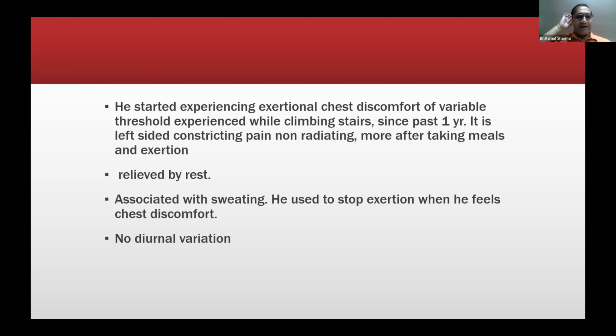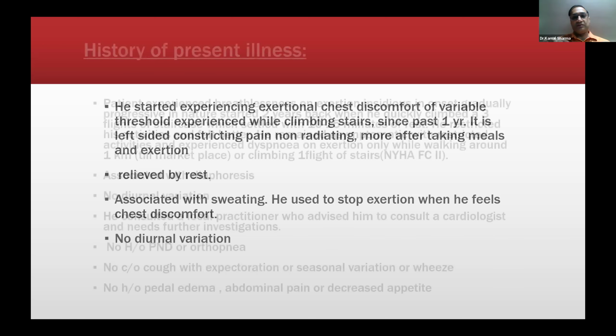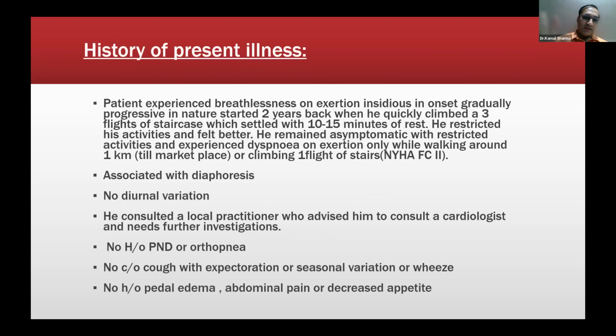NYHA you didn't mention. Go back to your slide if you can. You can see it's written FC. Okay, you've written NYHA, I overlooked. Okay, fine. So NYHA, you need to describe which classification you're using. Is it important?